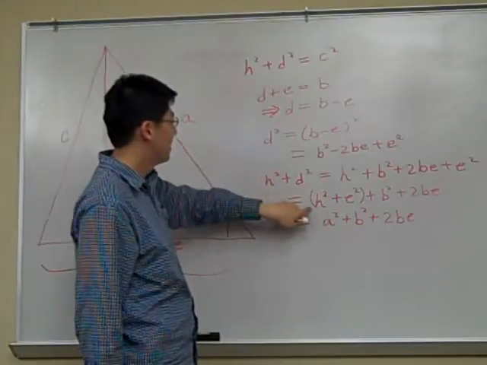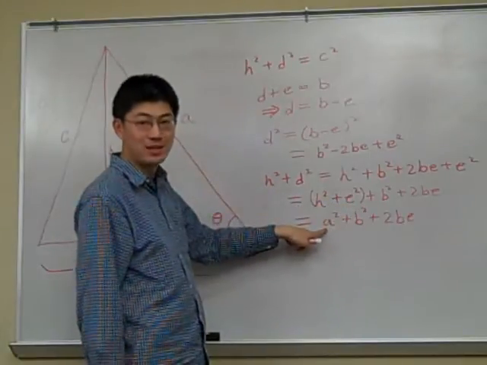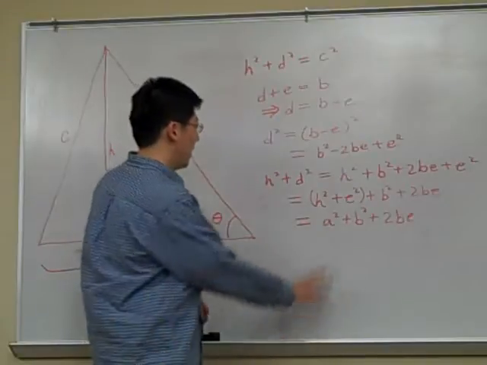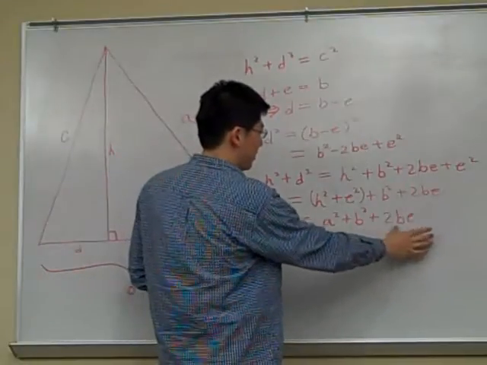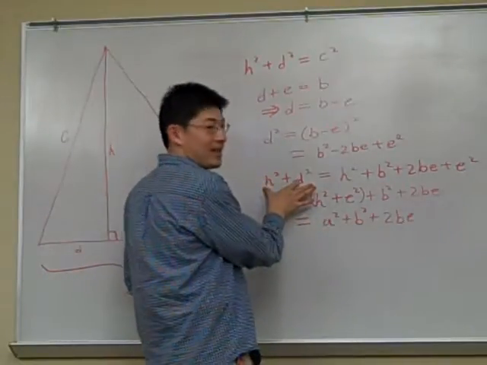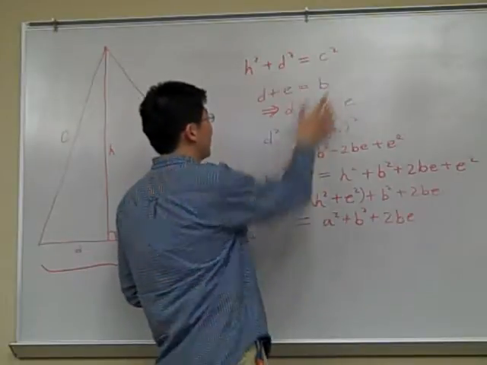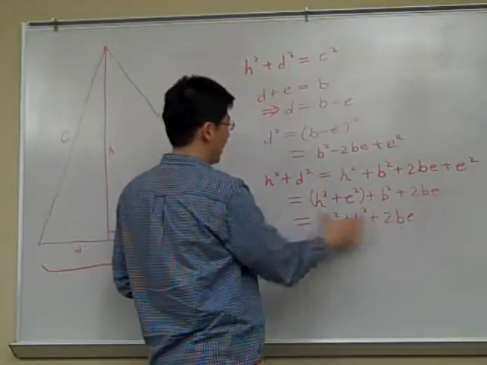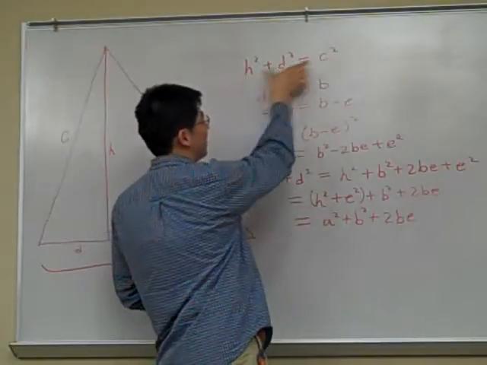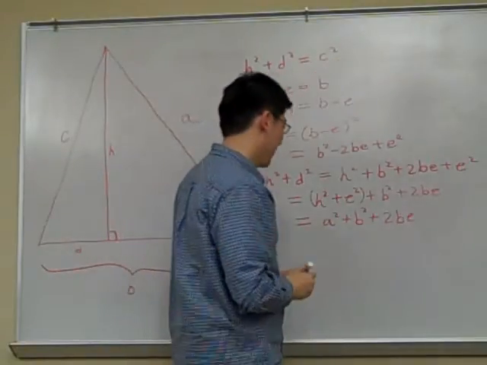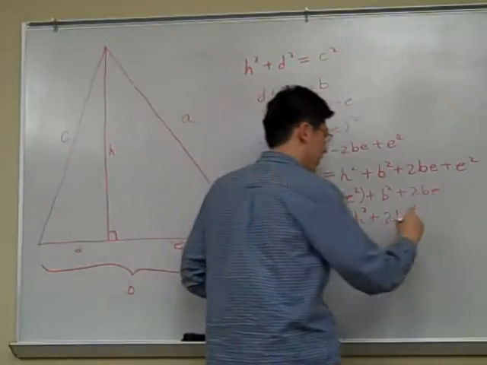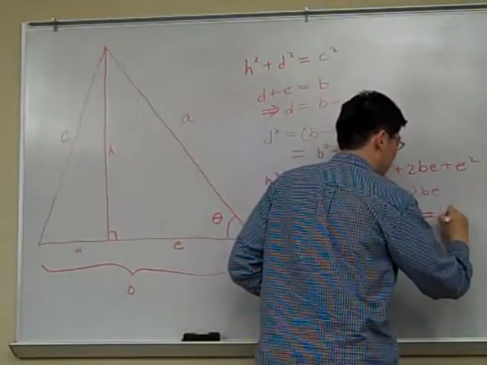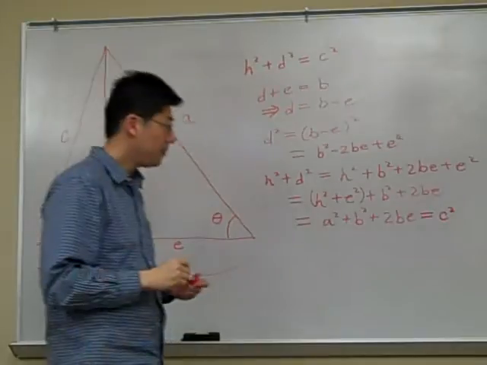Furthermore, we combined this h squared with an e squared, and we simplified that to a squared. And so this whole thing here, a squared plus b squared plus 2be, is the same thing as just h squared plus d squared. So that means that it is also going to be equal to c squared, because h squared plus d squared equals c squared. So this whole expression is going to be equal to c squared.